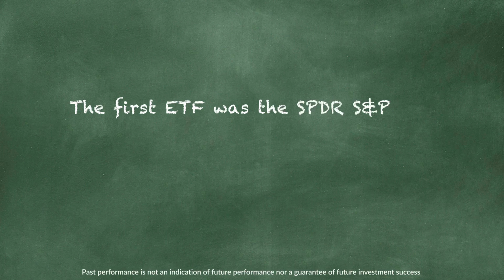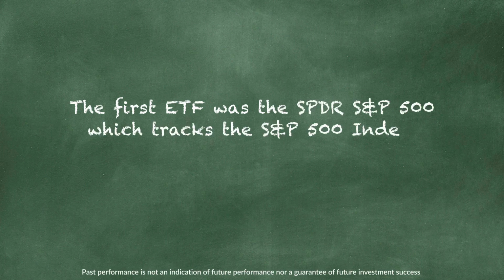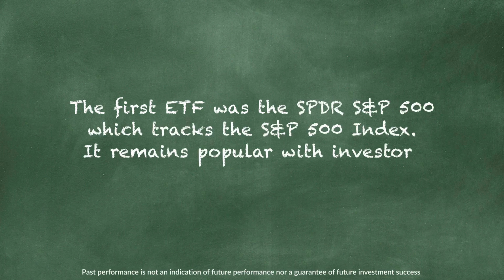ETFs can be centered on a specific commodity or a specific strategy. The first ETF was the SPDR S&P 500, which tracks the S&P 500 index and remains popular with investors today. ETFs are popular because there's a lot of options and tend to be reasonably priced. You can get as broad or specific as you want.